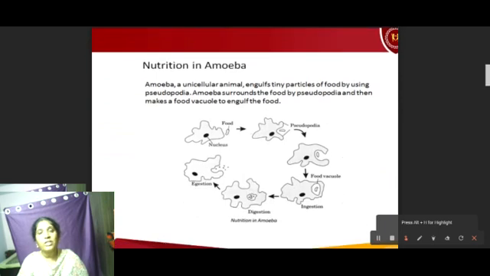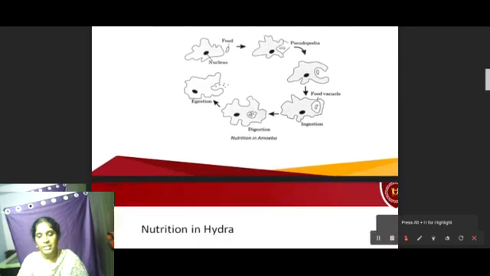To begin with nutrition in lower organisms, we deal first with a unicellular organism called amoeba. Amoeba is a single cell organism that engulfs tiny particles of food by using finger-like projections called pseudopodia. Amoeba surrounds the food as soon as it sees it. It extends its false feet called pseudopodia and then surrounds the food and makes a food vacuole to engulf the food. It creates a food vacuole and thus the food enters the organism. So this is how amoeba takes in the food material.